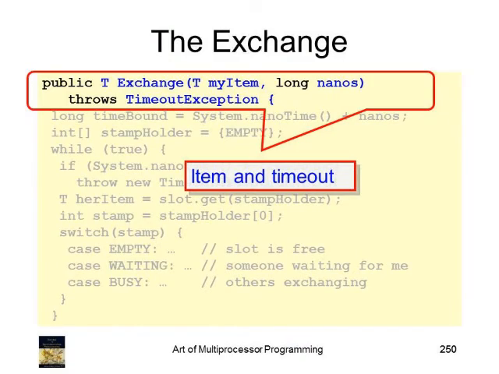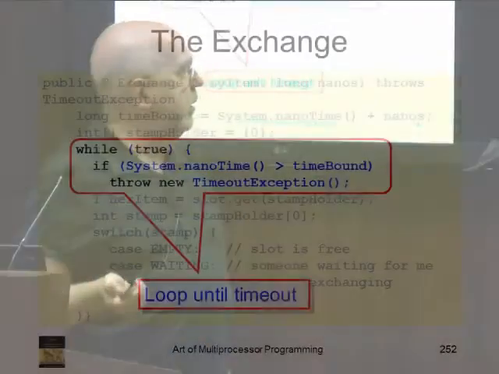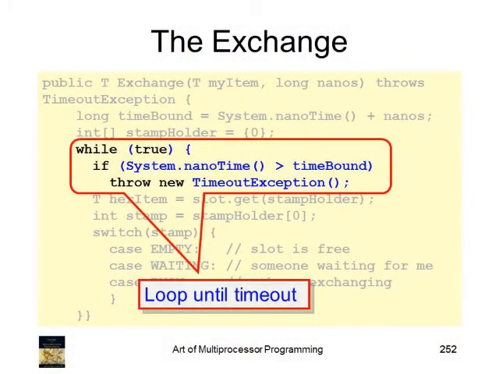So this is the exchanger. I want to do an exchange, I give the item, and I give it a timeout because I'm not willing to wait forever. So what I'll do is loop until timeout.